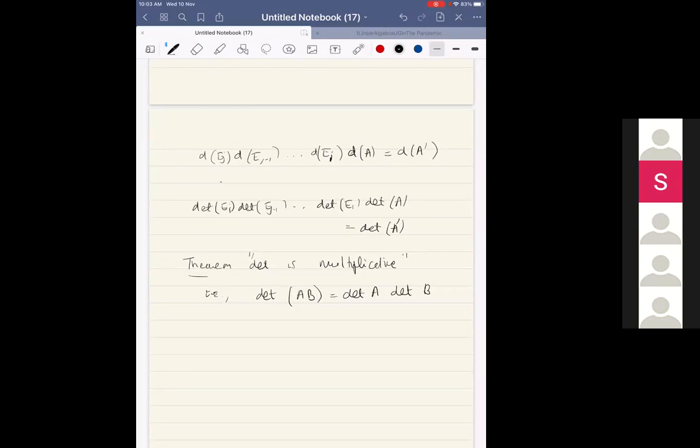So now the fact that det is multiplicative is very easy to prove. I will not prove it. The proof is there in the notes. Okay, so we are done with the determinant of an n by n matrix, and so now I still have some time. So now we have to prove something abstract and very important.